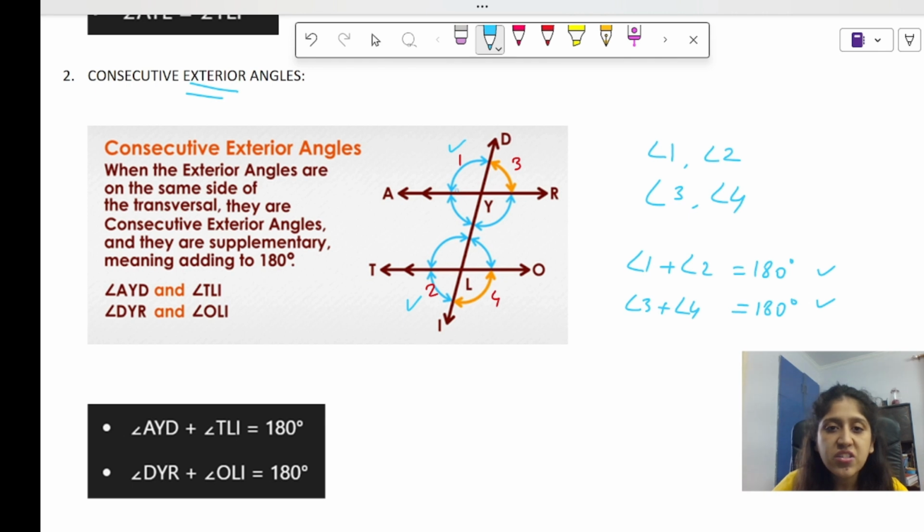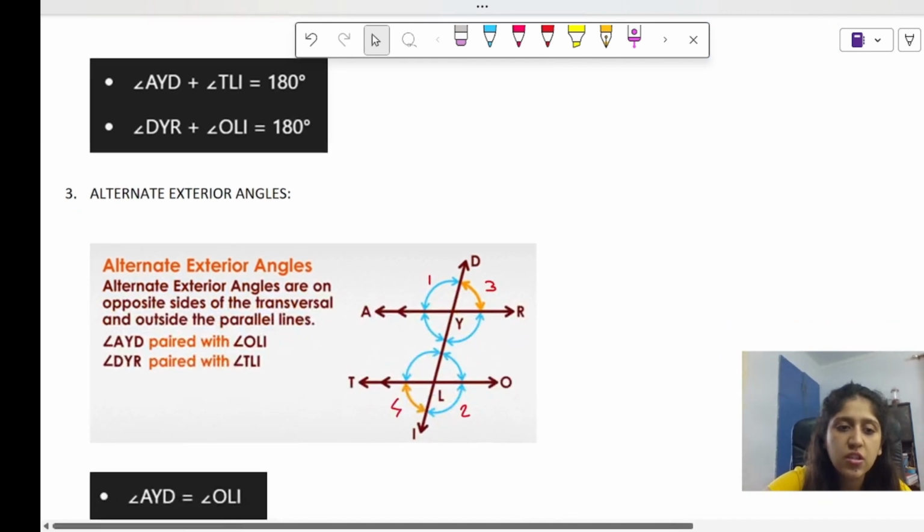Okay? So which are the consecutive exterior angles? Angle 1 and angle 2 and 3 and 4. These are exterior angles and the sum of the exterior angles pair is 1. I hope the concept is very clear to us. Let's go to the third one.